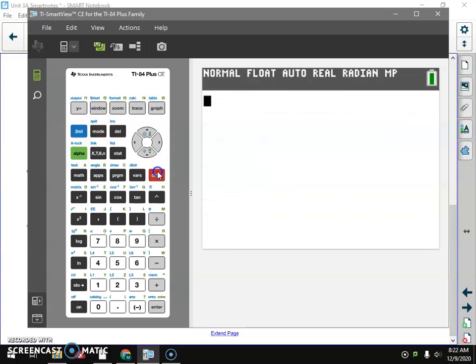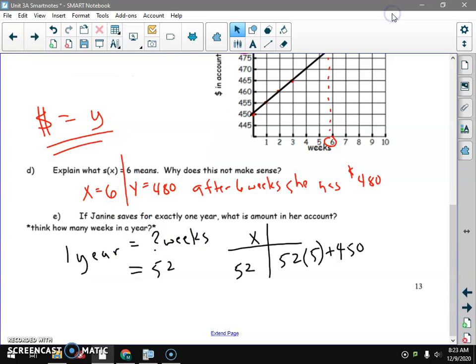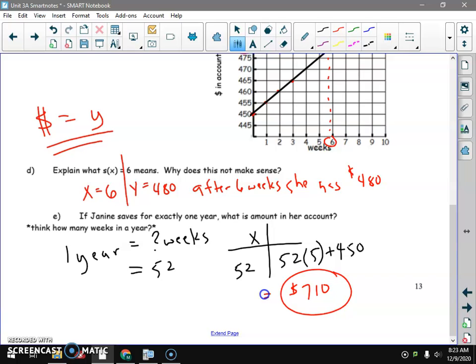Second quit, clear. 52 times 5, $5 a week, plus the 450 she started with, 710. So she would have $710. Be a nice savings account at the end of the year.